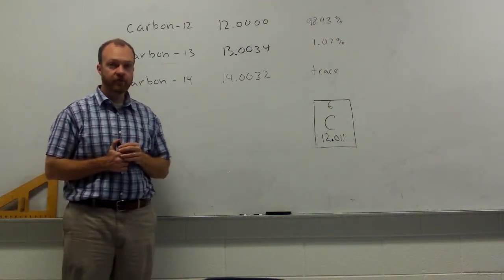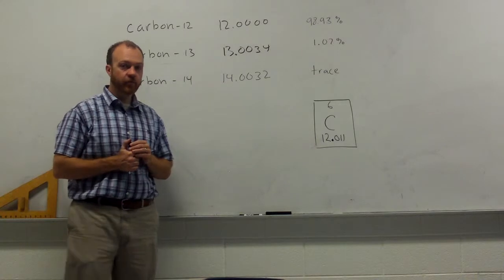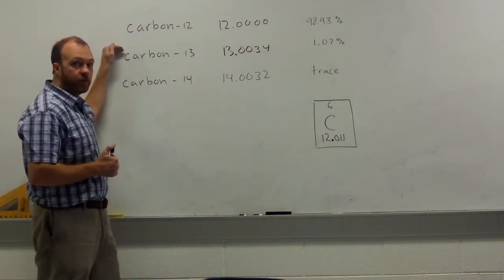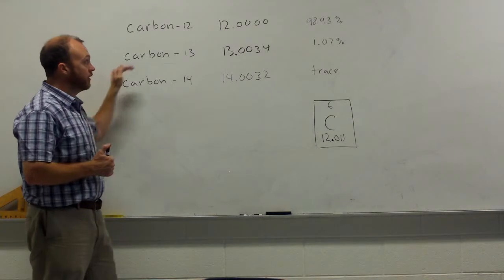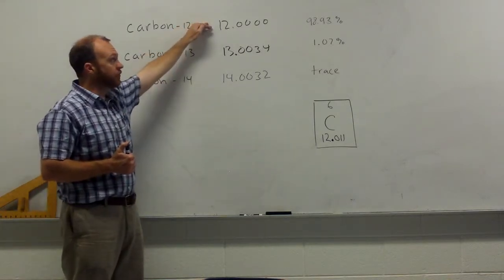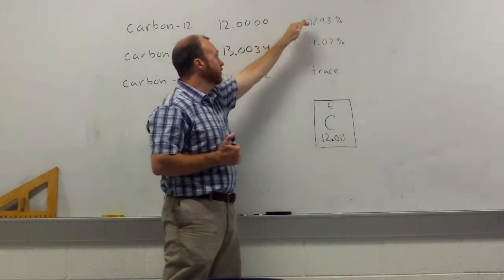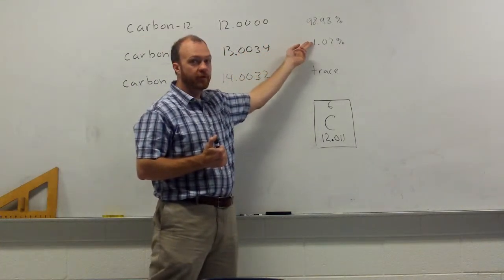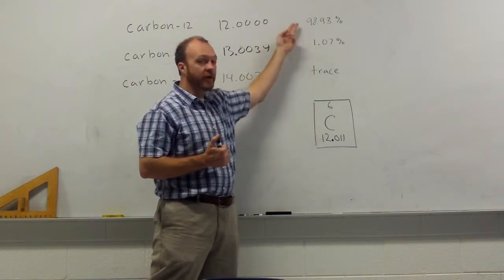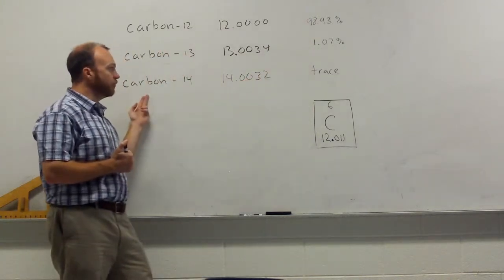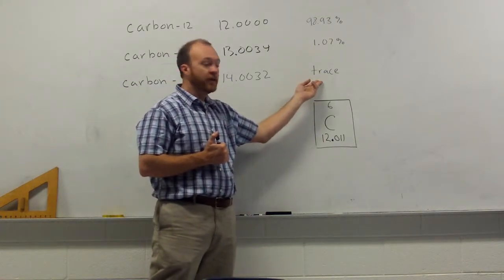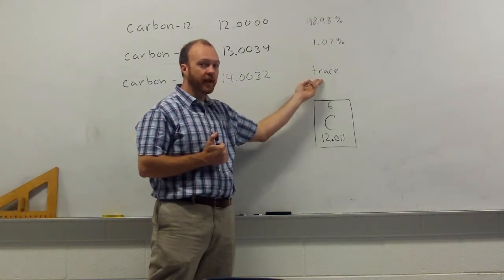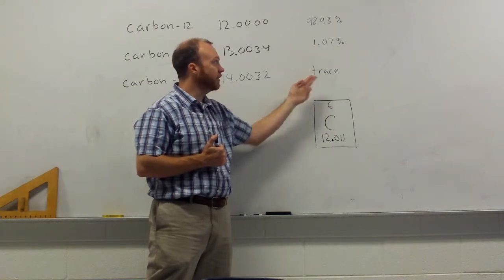learned about weighted averages and how to use those to find the average atomic mass, I want to do an example. In nature, carbon has 3 isotopes: carbon-12, carbon-13, carbon-14. The vast majority is carbon-12, 98.93%. Most of the rest is carbon-13, 1.07%. You may notice this already adds up to 100. That's because carbon-14 is only found in trace amounts. In fact, it's so little we really won't need that in order to find our average atomic mass.